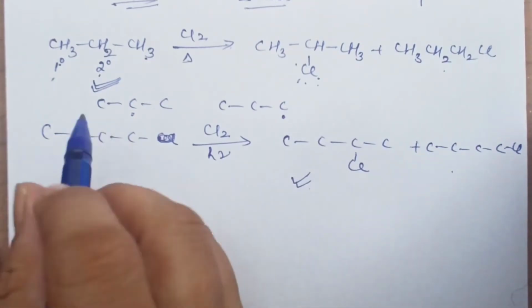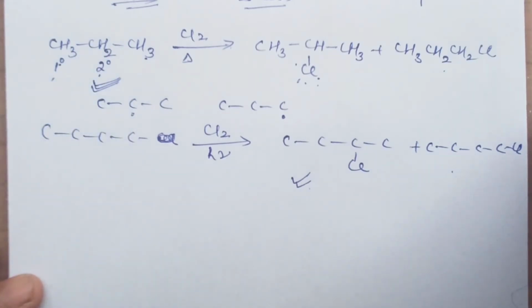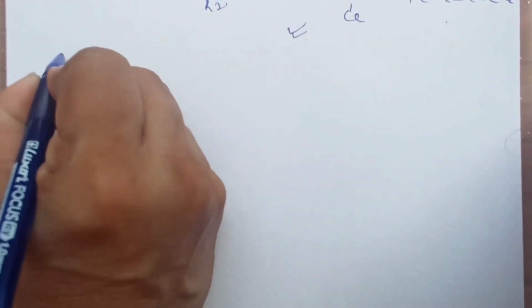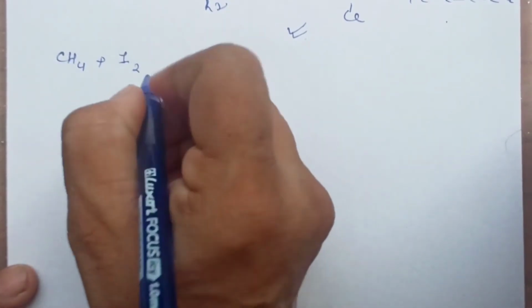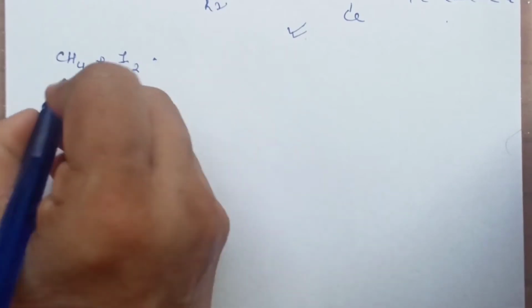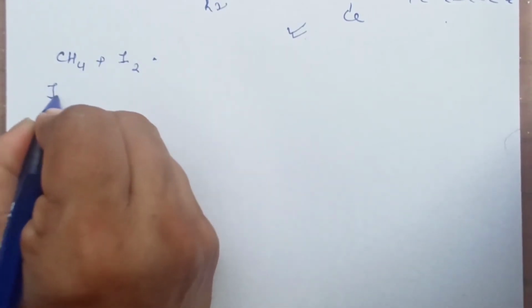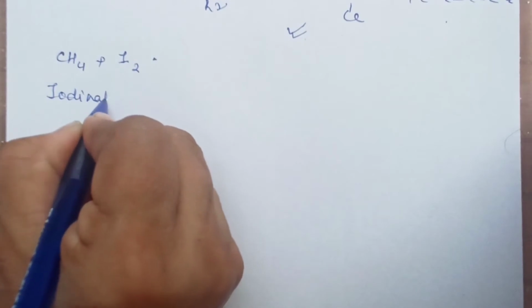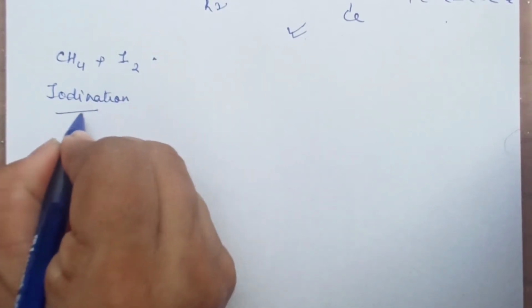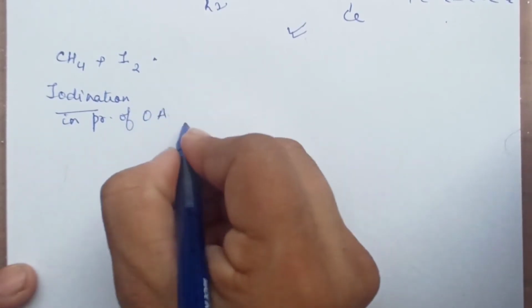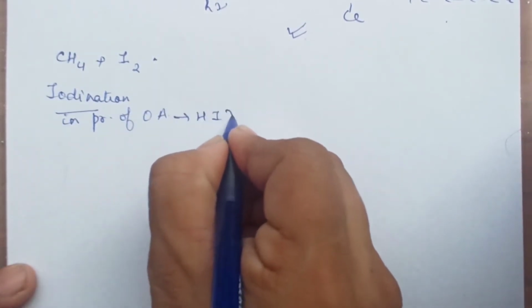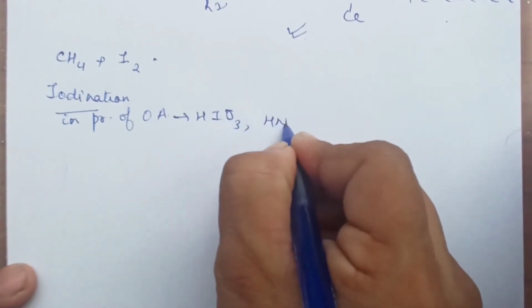But the question remains that this method is not suitable because it gives a lot of products. The difference in the boiling point is less. Another question can be asked here. Suppose you have this methane and we want to carry out its iodination. So the question asked is: iodination is always carried out in the presence of an oxidizing agent like iodic acid, HIO3, or HNO3.